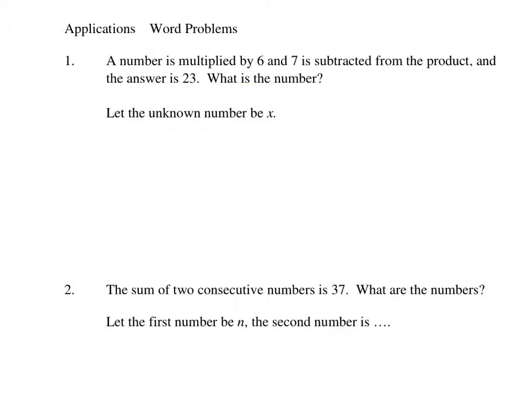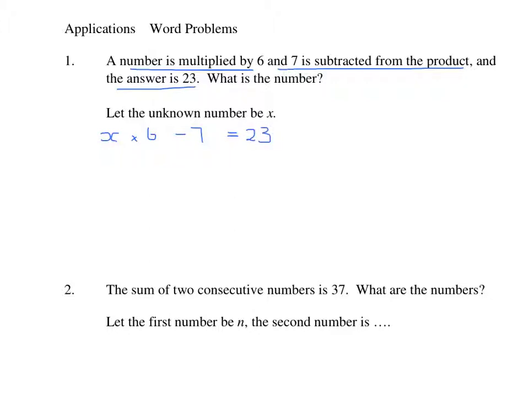What is the number? Well, we don't know what the number is, so let's call it x. Let the unknown number be x. So let's just write x. What are we doing to x? It is multiplied by 6, so multiply it by 6. And 7 is subtracted from that product. So subtract 7, and the answer is 23.